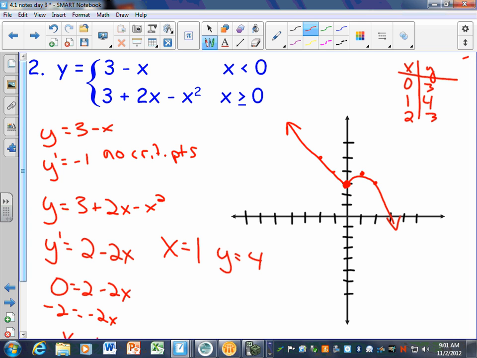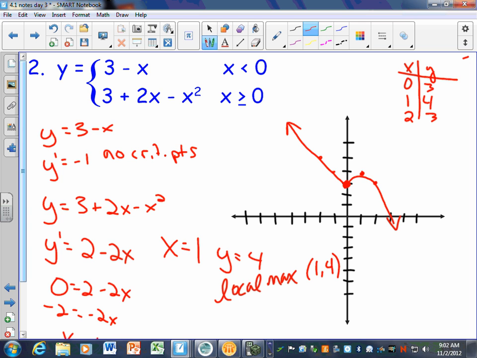Looking at my graph, 1, 4, is that a max, a min, a local max, a local min? It's definitely a high point on my graph, but it's not the highest point because this keeps going up forever. So I could say that there is a local max at the point 1, 4. Is there any other relative extrema on here?